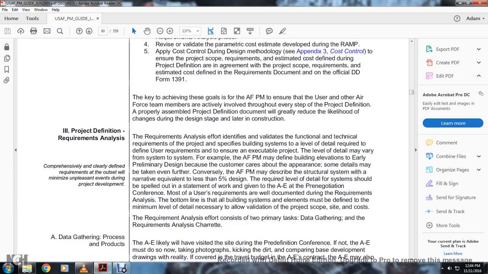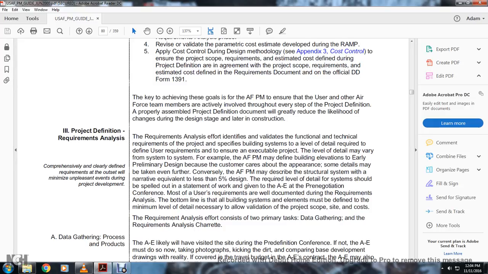The requirements analysis is an effort to identify the validity of the functional and technical requirements of the project with the specified building system, and the level of detail required in the definition and use of the requirements to ensure an executable project. The level of detail may vary from system to system. For example, the Air Force program is permitted to define the building elevations in early preliminary design because the customer cares for the appearance, and some details may be taken even further.